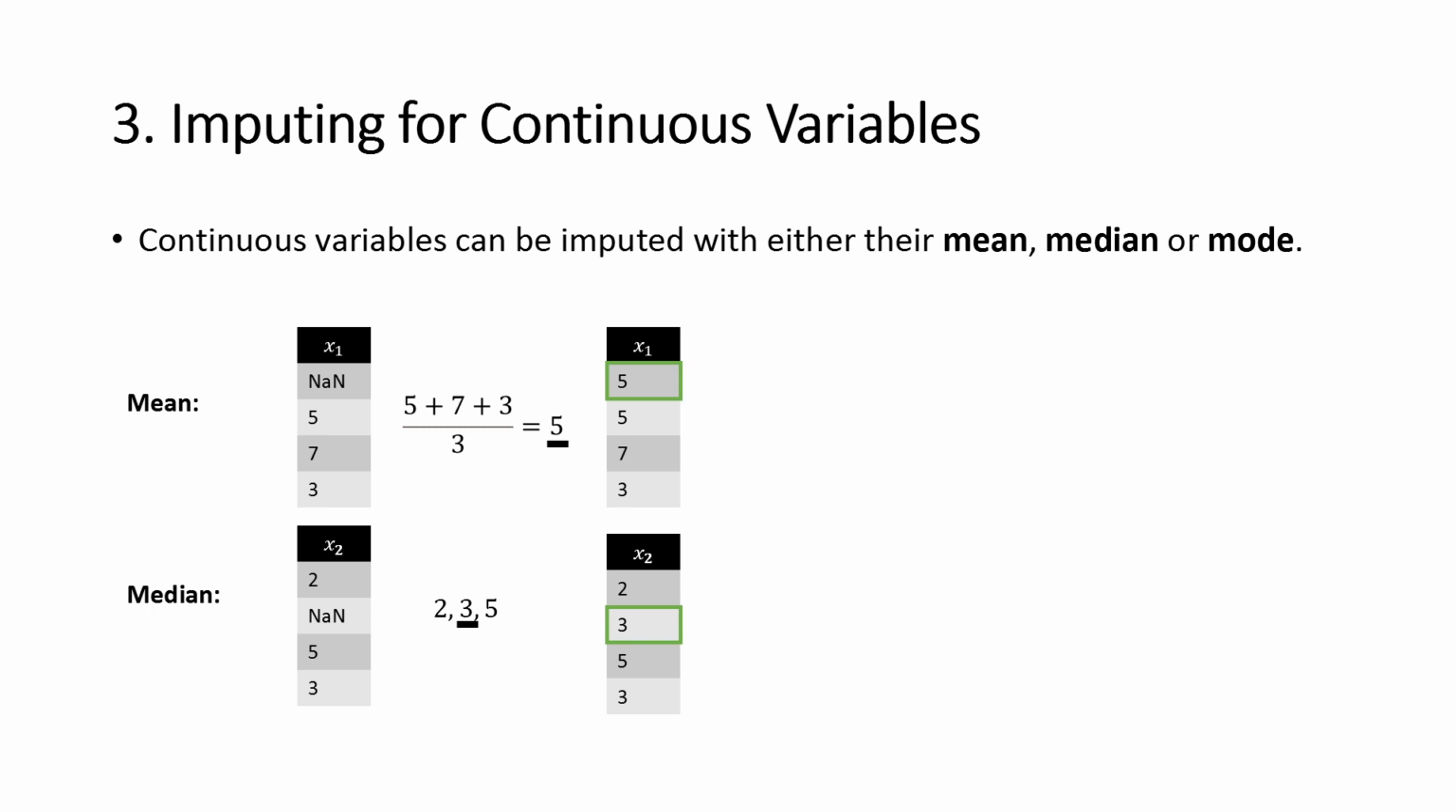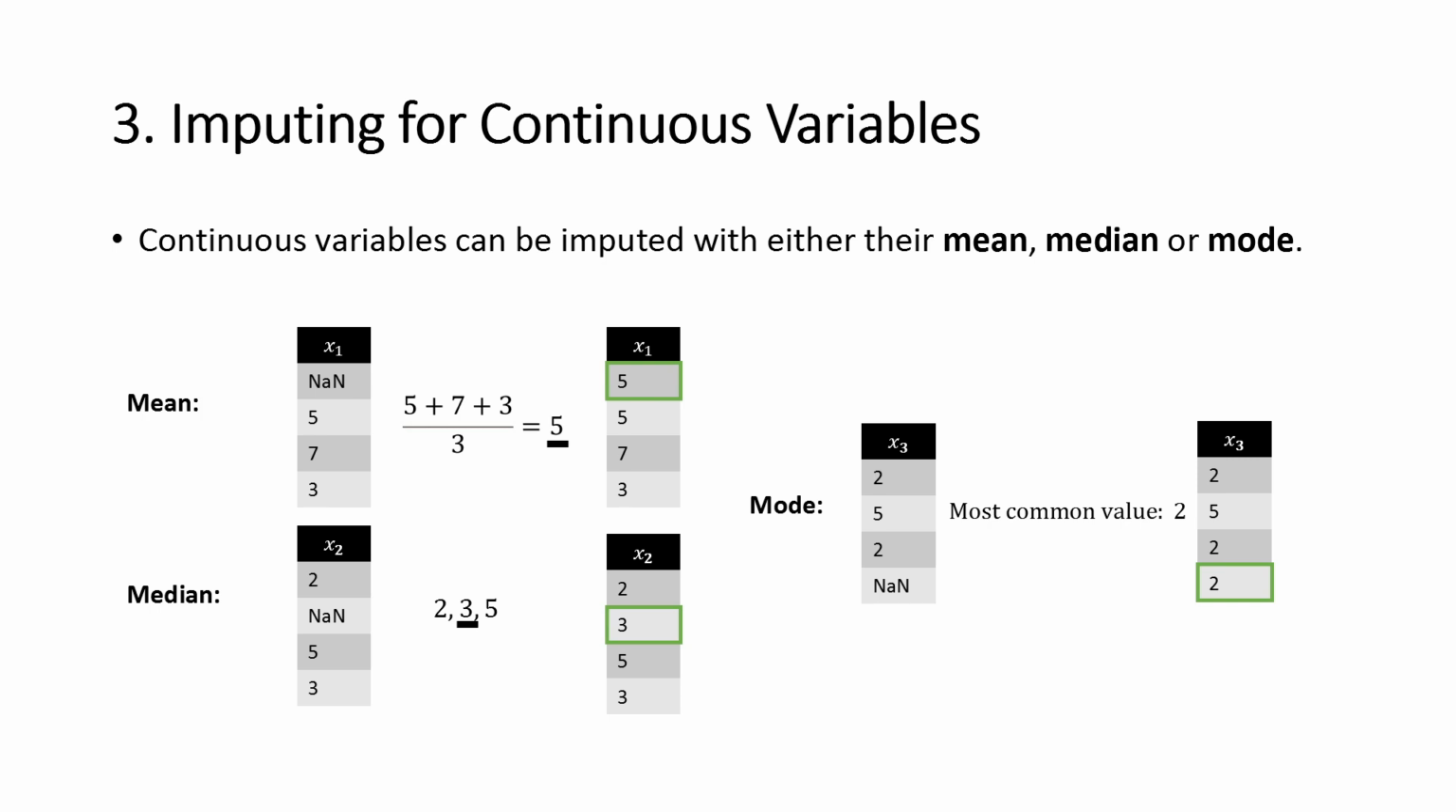Imputing using the median, we order the non-missing numbers under our variable and select the middle number. In the case where there is an even number of non-missing numbers, we simply take the average of the middle two numbers. In this example, there's an odd number of non-missing values, and so the middle number is 3, and we impute this. Lastly, for the mode, we simply take the most common value, which in this example is 2.